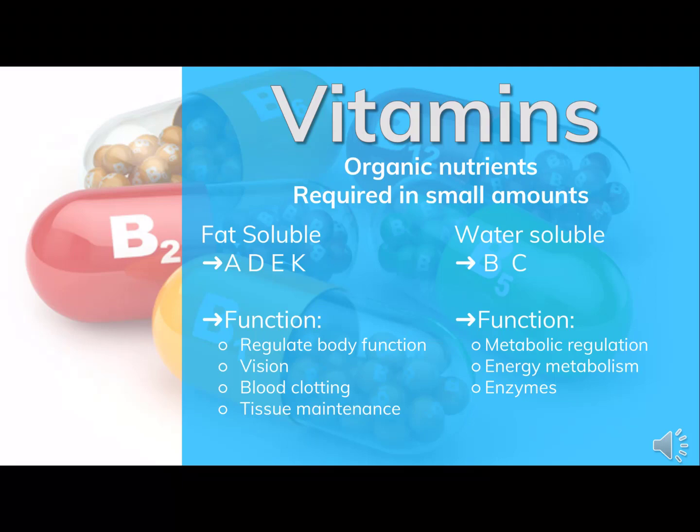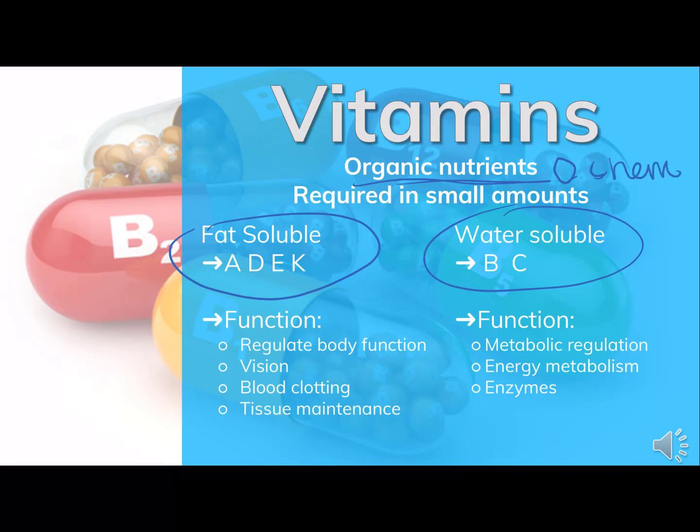Now, fat soluble vitamins do the same things that we would see in humans, right? If I eat a bunch of carrots, there's a lot of vitamin A. It helps my vision. Things like regulating body functions, blood clotting, tissue maintenance, and then we're going to see B and C really have to do with enzymes and energy and metabolic regulation, or any of those kinds of processes you'll see in the body, helping with energy and digestion and absorption and different things like that.